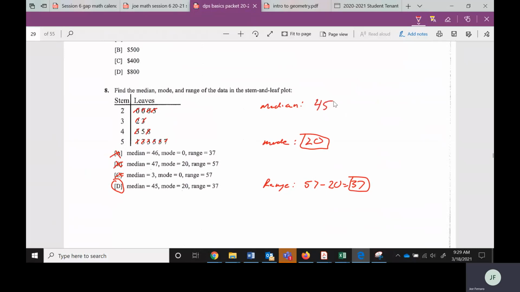The other way you could do that, and that matches our answer, is you can count them. We have 1, 2, 3, 4, 5, 6, 7, 8, 9, 10, 11, 12, 13, 14, 15 items here. So in the middle, you'd have 7 below it and 7 above it. So we go 1, 2, 3, 4, 5, 6, 7, counting from the top down. 1, 2, 3, 4, 5, 6, 7. There's our middle number. Okay.